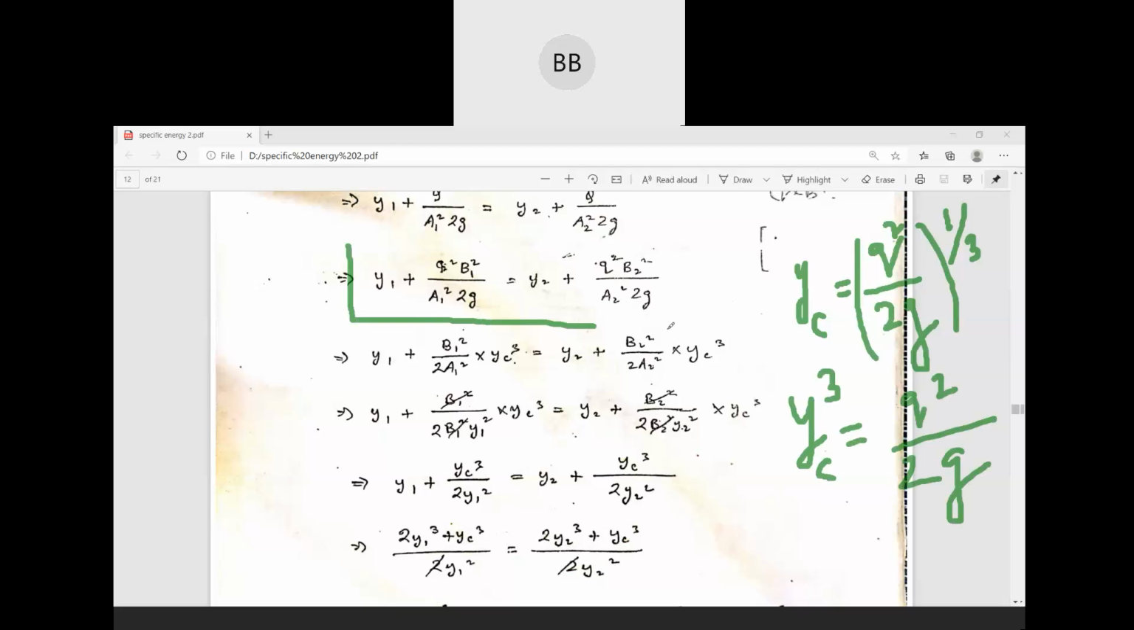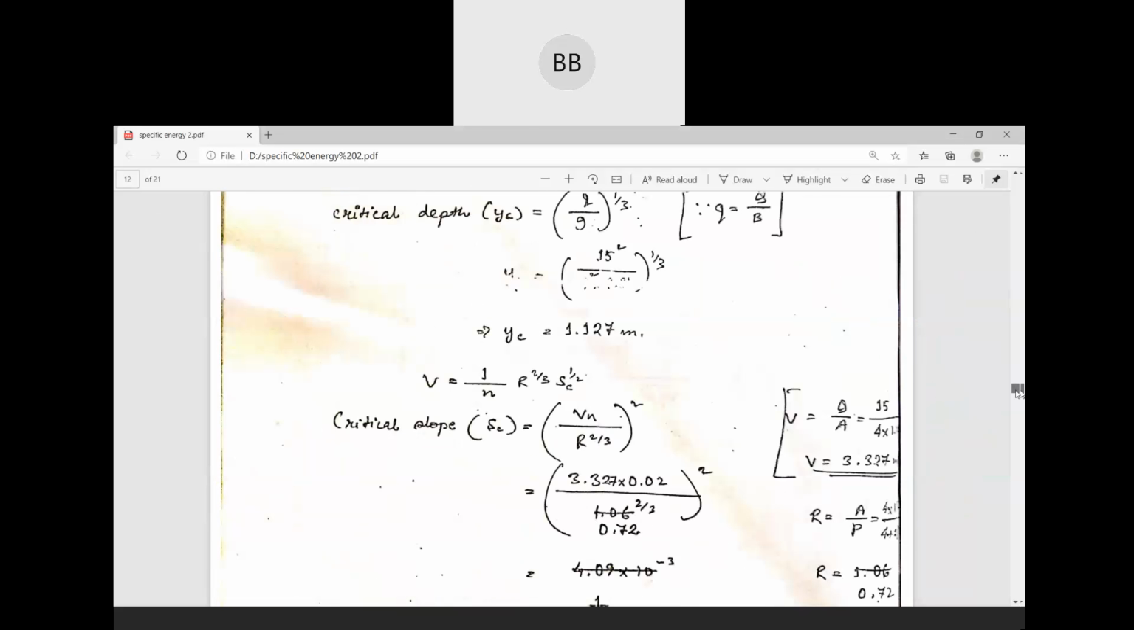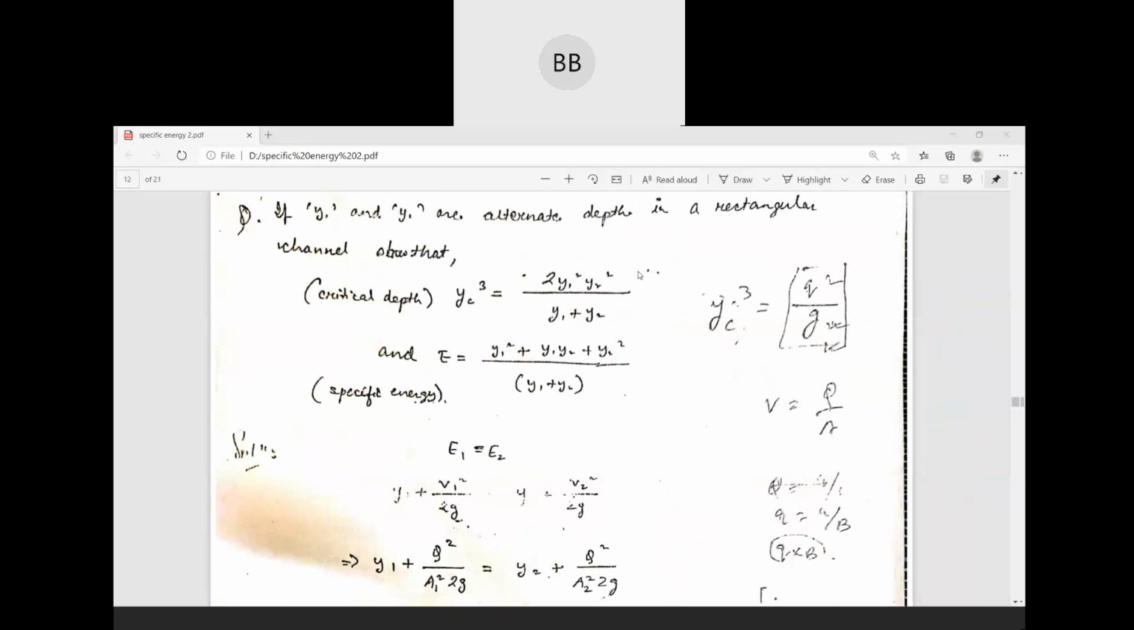So after replacing that discharge value, our intention is to find the expression for yc cube. So we have to bring yc into this particular equation, because if you see here, we don't have any critical depth here. So we have to bring the critical depth here, then only we can find the expression for this. So whenever you are going to solve a numerical, always see what is given and what you are going to find out.